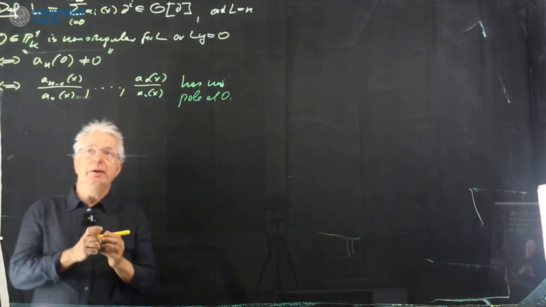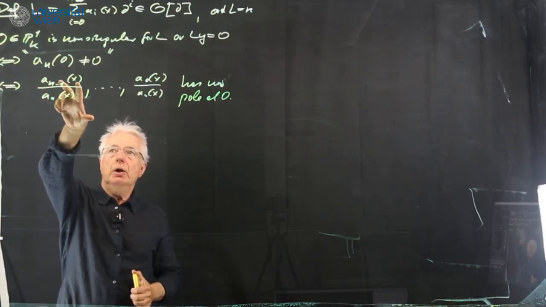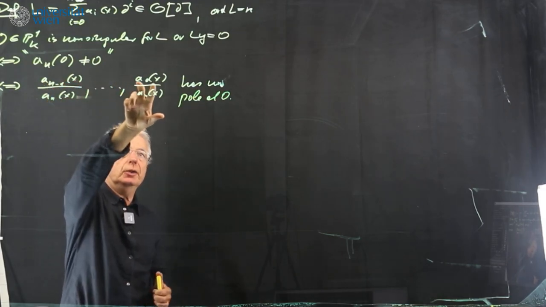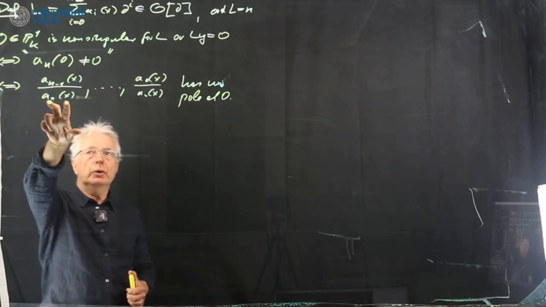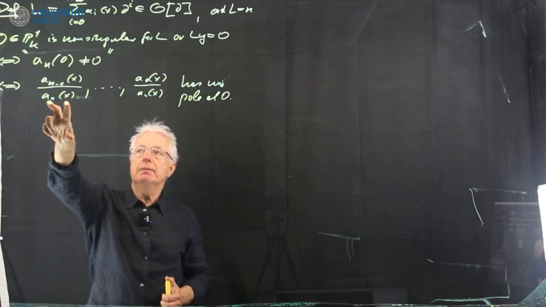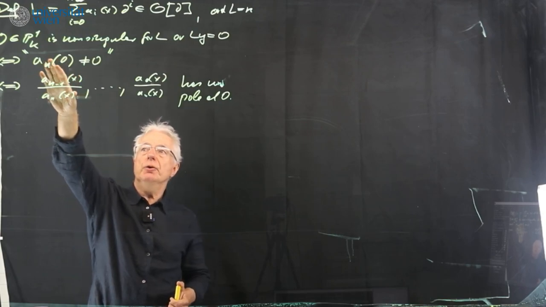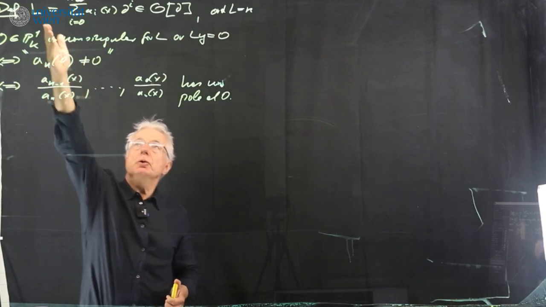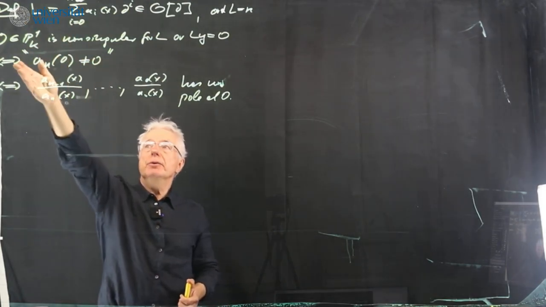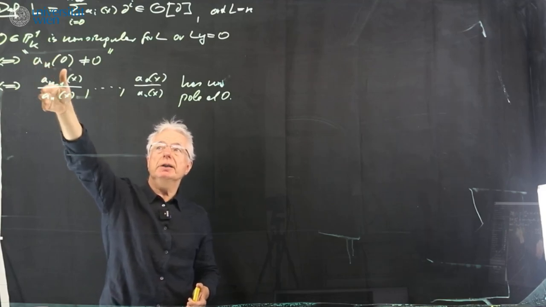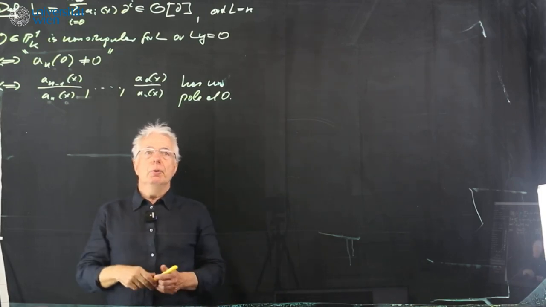Okay, so this means that the order of vanishing at 0 of the numerators a_{n-1} up to a_0 is at least as large as the order of vanishing of a_n. I usually write it like this, but that's not precise, because you could multiply your L by x, and then it's still non-singular, but this condition would be violated, whereas this is invariant under multiplication of L by monomials. Okay? Has no pole at 0.